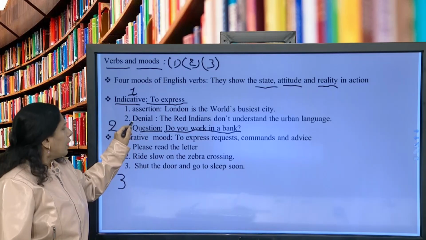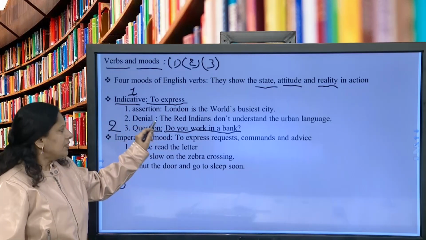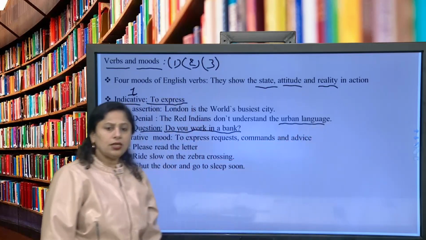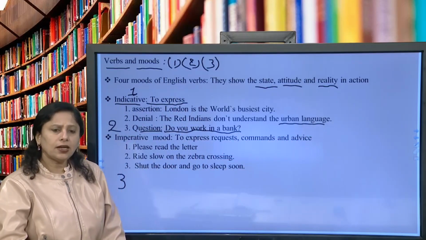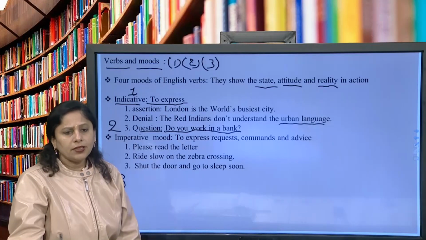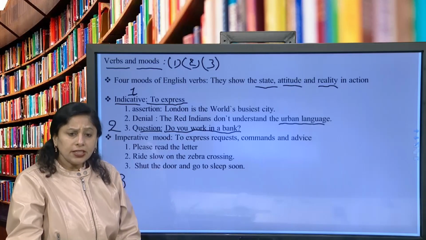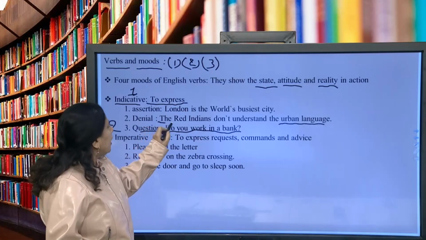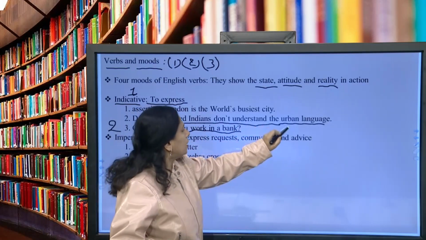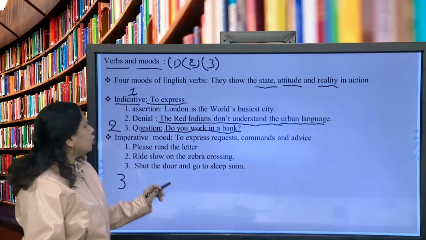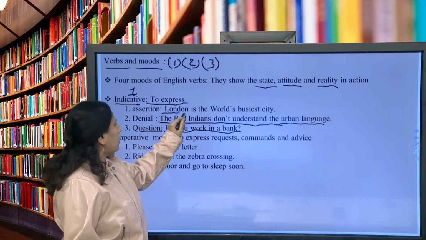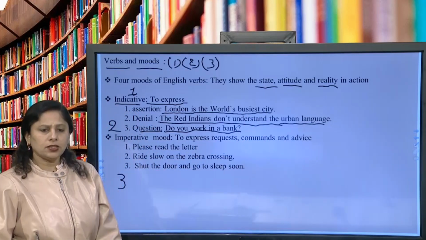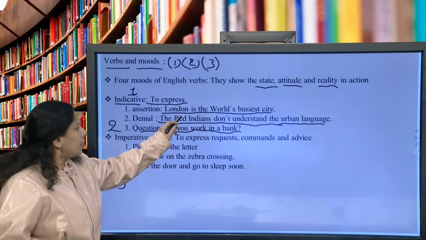And again, let us go for denial. The Red Indians don't understand the urban language. The denial shows that the sentence is presented with a negation, with negative marking. It shows the negative form of the sentence. Assertion shows the positive affirmative sentence. London is the world's busiest city. They may come a time.